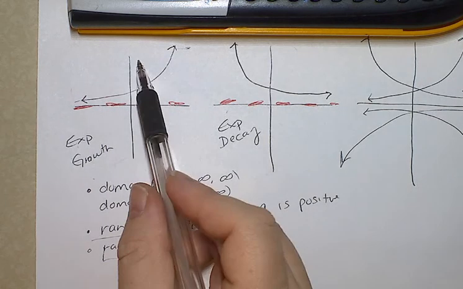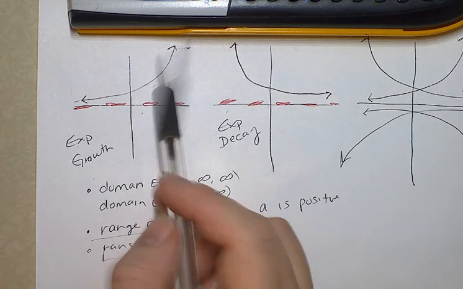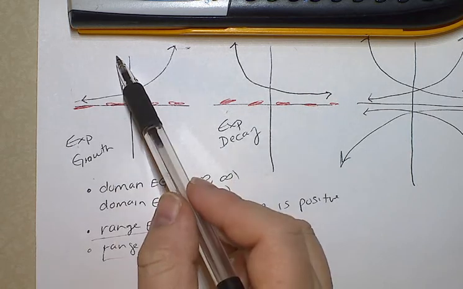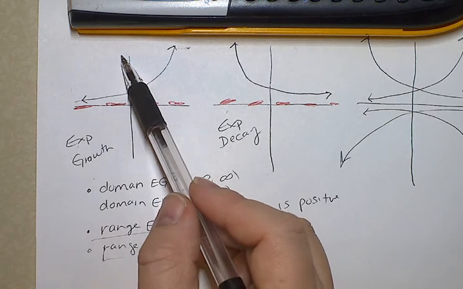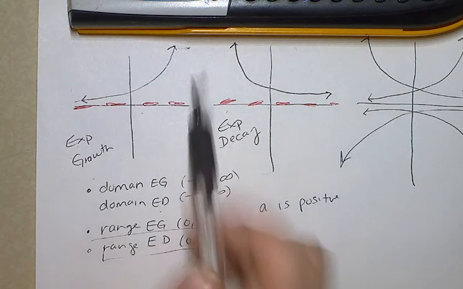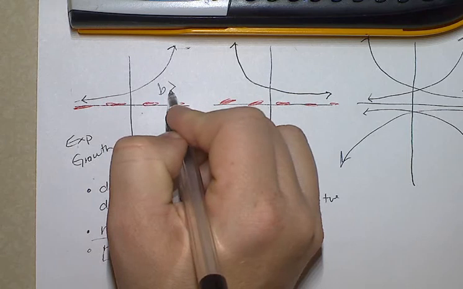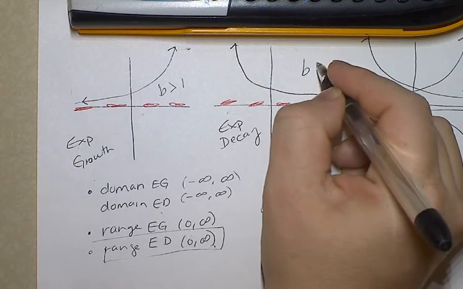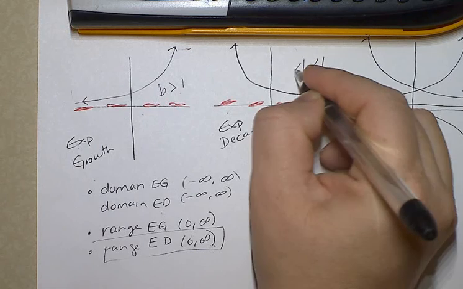What about the B values for growth? Over here, tell your partner, what's the B value here? Not only is it positive, it has to be something else specific. B is greater than, anybody know? 1. And what about over here? B is between less than 1, greater than 0.